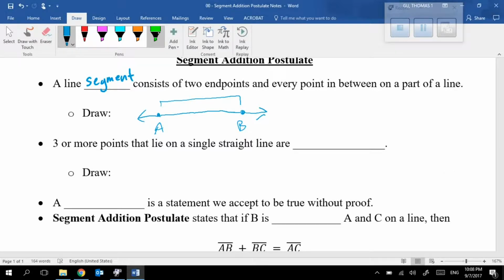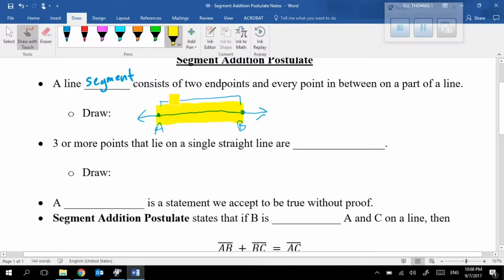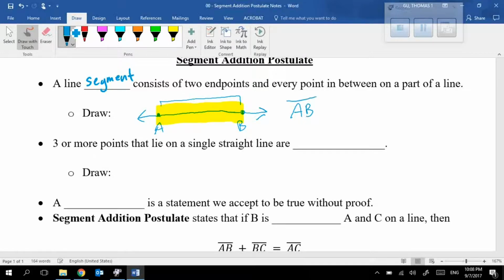Let's get the highlighter out. Wait a second, my highlighter disappeared. Let me get the yellow one. There we go. See, that segment right there, A to B, is the line segment. And how do we notate that? How do we write that? A, B, with a line on top. Or B, A, with a line on top.